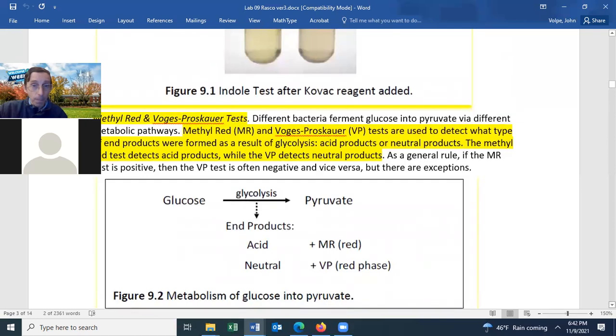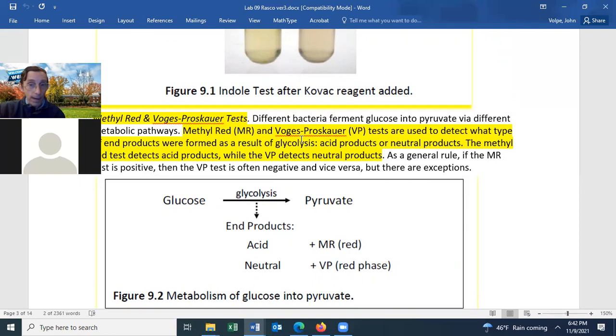Two other tests in IMViC are the methyl red and Voges-Proskauer tests. They are two separate tests, but they use the same media, and usually we inoculate one tube and then divide that tube into two after it has incubated, and run methyl red on half the tube and Voges-Proskauer, or VP, on the other half of the tube. Is that clear? Both MR, the methyl red test, and the VP, the Voges-Proskauer test, are looking at what products are made from glycolysis.